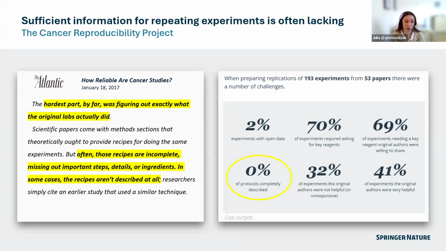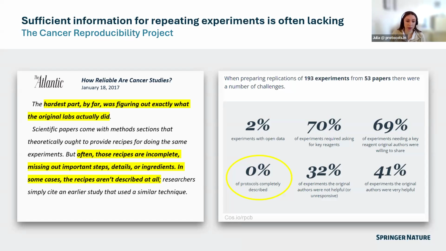And in this write-up from The Atlantic, they talk about how the hardest part of that reproducibility was finding out what the original labs did. And that was because the recipes, or methods and protocols, were incomplete, missing important steps, details, and ingredients, or weren't described at all. And with protocols.io, we want to make sure that scientists can describe those recipes in full detail and that they're published and permanent.